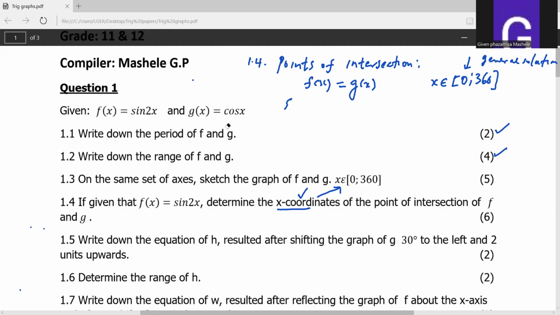So we're given sine 2x as our f of x. We want to equate it with g of x, which is cos x.